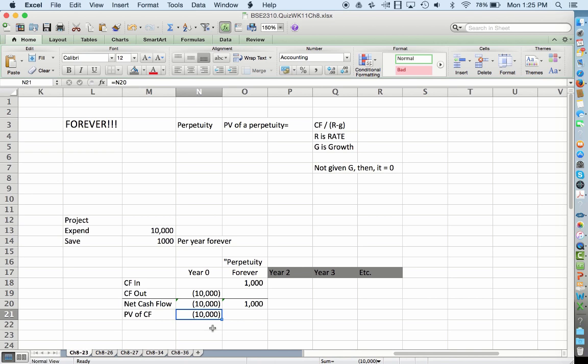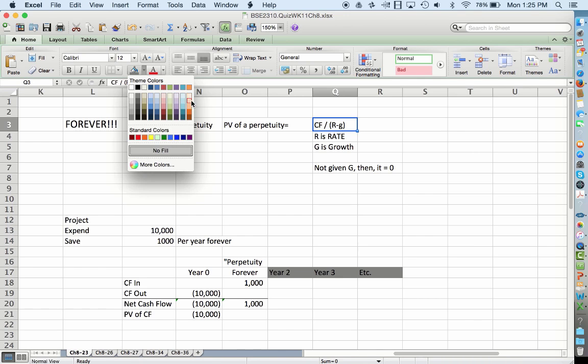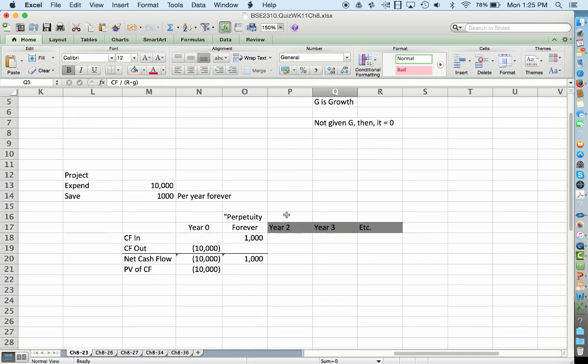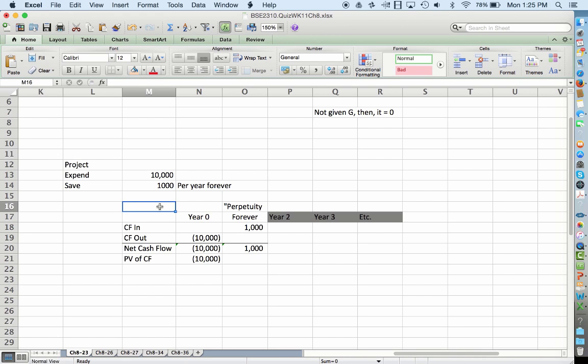Okay, now I have this perpetuity thing. So I need to calculate the present value of the $1,000 perpetuity. So I can use my equation up there. My key item that I need is the rate. So we're going to do two different scenarios. One where the rate is 8%, and we'll do a second scenario where the rate goes to 10%.